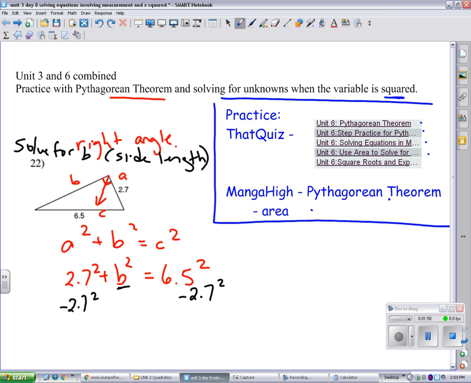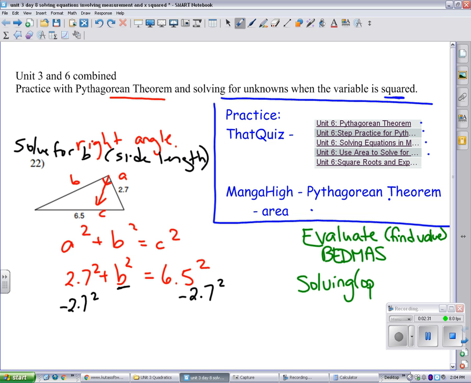Okay. And one reason that we can decide to do this is, of course, I'm wanting the b, and I have an attachment of a squared on the b, an attachment of an add on the b. So operations of squaring and adding. Now, if we were evaluating, that is finding out a value, then we use BEDMAS. But we're not finding a value here, we're solving, okay? And so solving has us doing the opposite operation. Solving is opposite, so we're going in reverse.